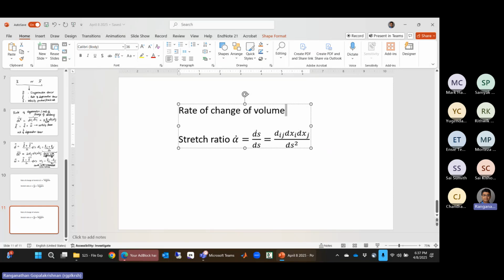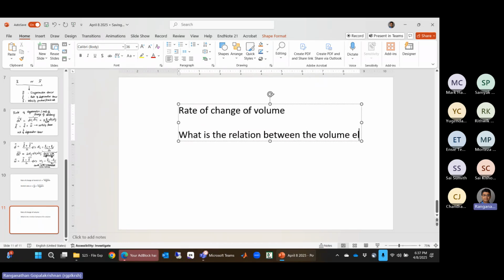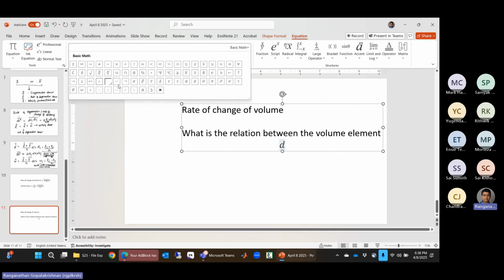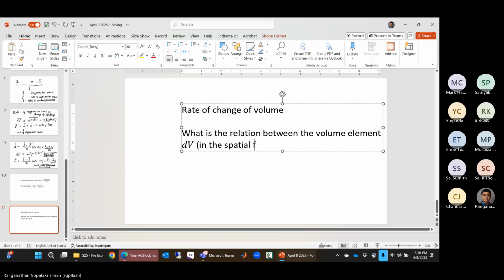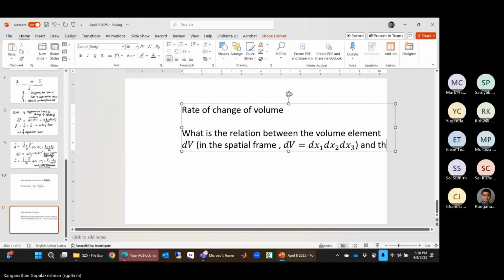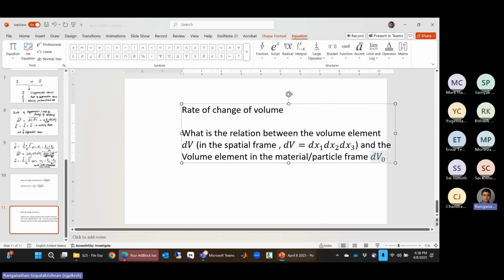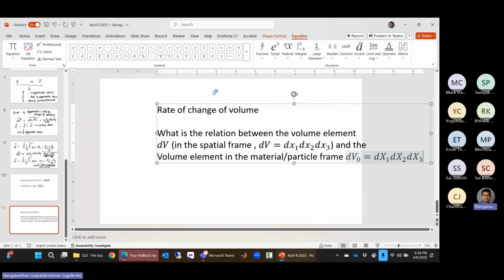So I want you to recall something from maybe a few lectures ago. What is the relation between the volume element dV in the spatial frame, which you may consider as dV equal to dx1, dx2, dx3, and the volume element in the material or particle frame, which we write dV naught, which you can write as dX1, dX2, dX3? What is the relation between these two?